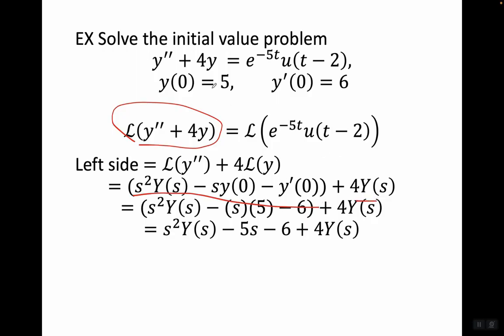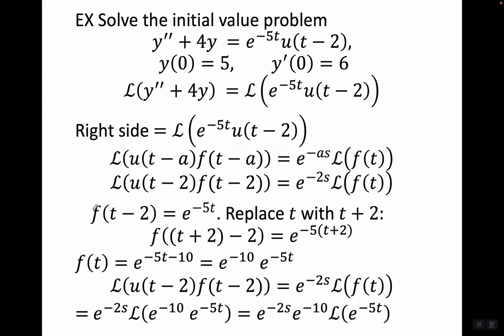Now let's plug in 5 for y of 0, and let's plug in 6 for y prime of 0, and we end up with this line. Simplify a little bit, and we get s squared Y of s minus 5s minus 6 plus 4Y of s.